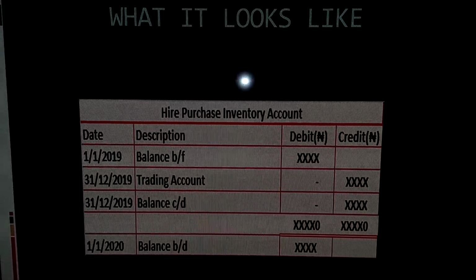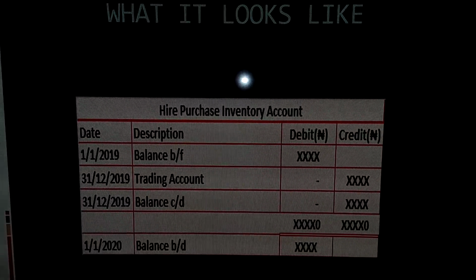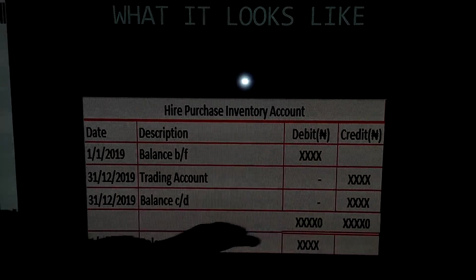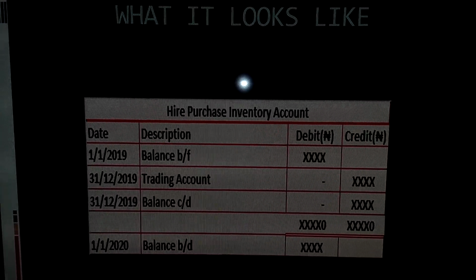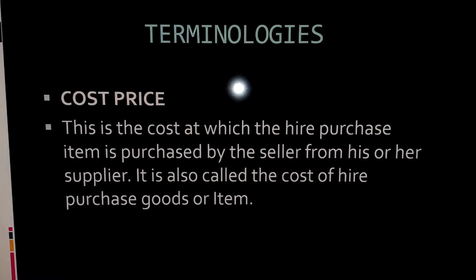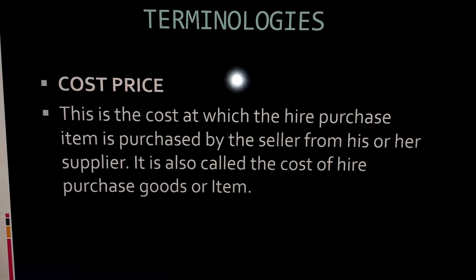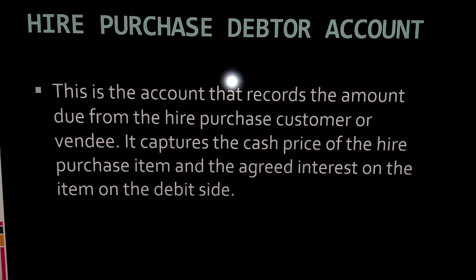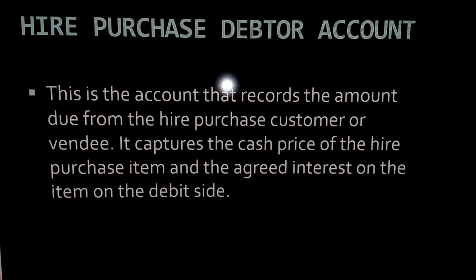If you have any opening balance, you bring it forward, balance brought forward. Anyone that you have sold at the cost price, take it to your trading account, basically. So I just mentioned cost of goods sold, also called cost price. That's the cost at which the seller got it from his own supplier. Now the debtor account is more like the buyer now.